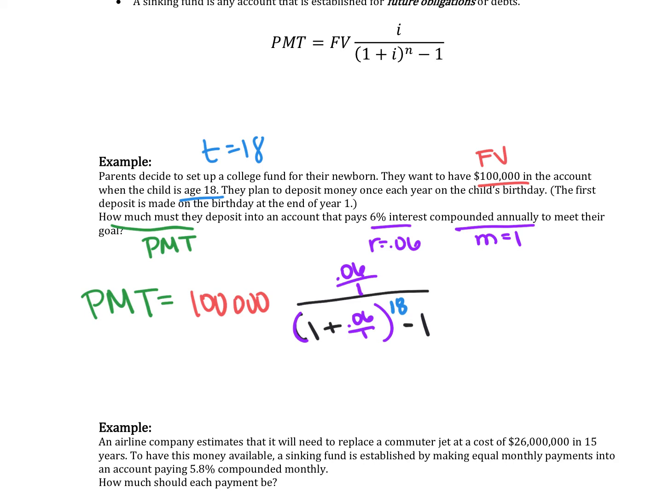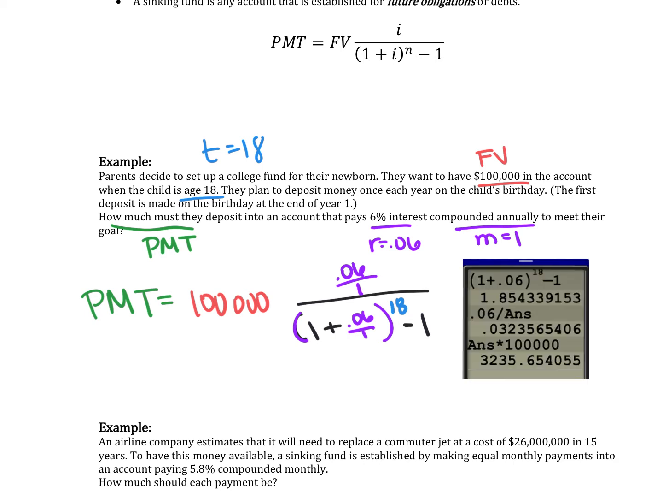So when we calculate this, here's how we set this up in our calculator. Notice that to calculate this particular value, we need to work the bottom part first. That's what I showed right here. I worked the bottom part first, and I carried my answer by using my answer button. Then I take the top, which is 0.06, divided by the answer, and I multiply that by 100,000. When I do that, I get my PMT, my payments, equal to $3,235.65. And that's how much they have to pay yearly to make this work.